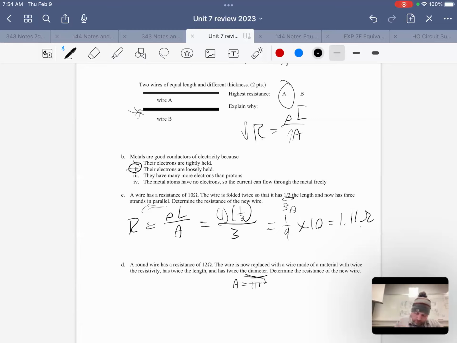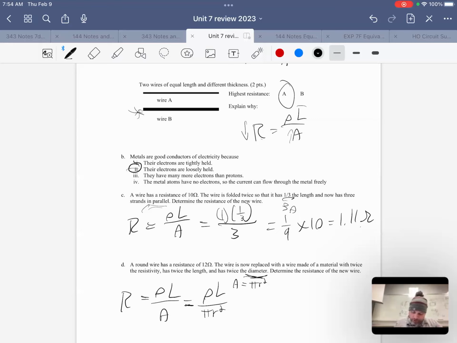So our new equation here looks a little different. Resistance equals rho L over area. So rather than area, though, it's going to be rho L over pi r squared. All right. And more on that in just a second. So let's go back through it.